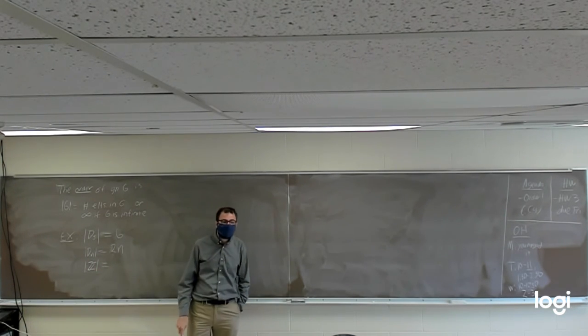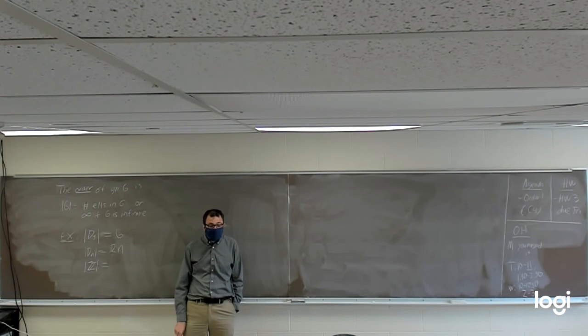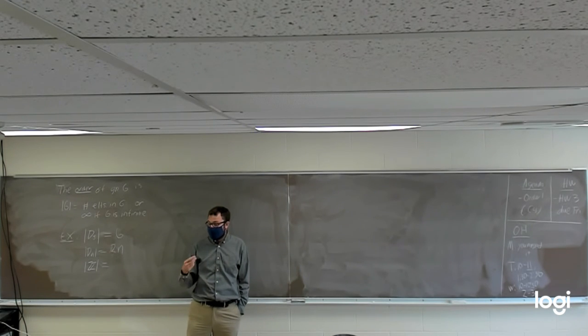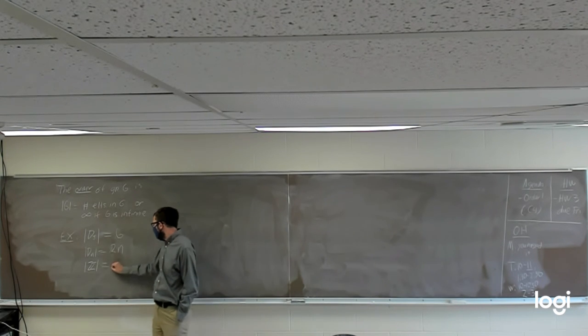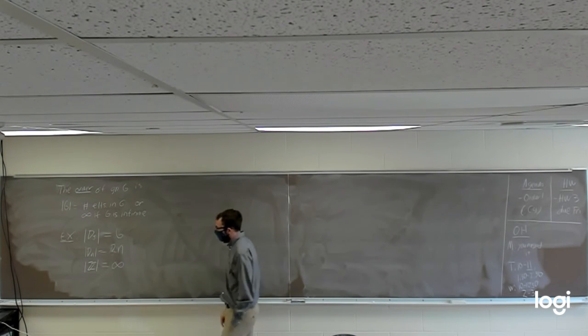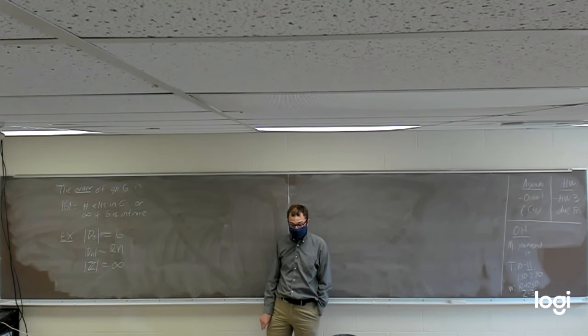About the integers. Are there 1, 2, 3, 4? How many? Infinite. There are an infinite number of integers, so we'll say that the order of the group of integers is going to be infinity.